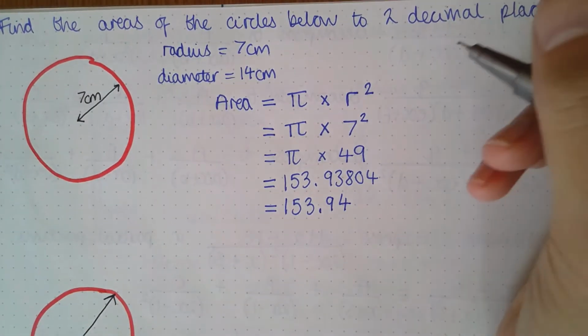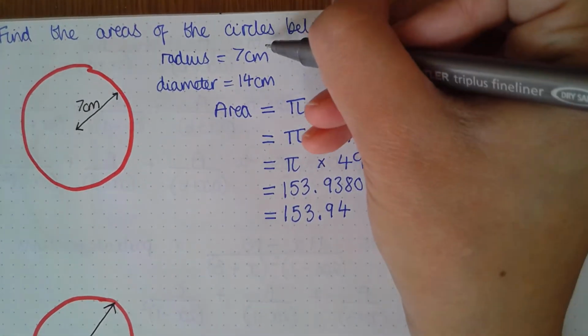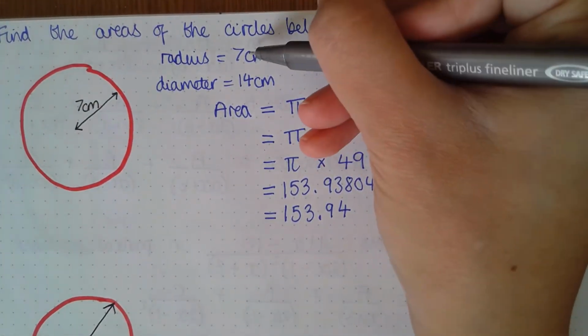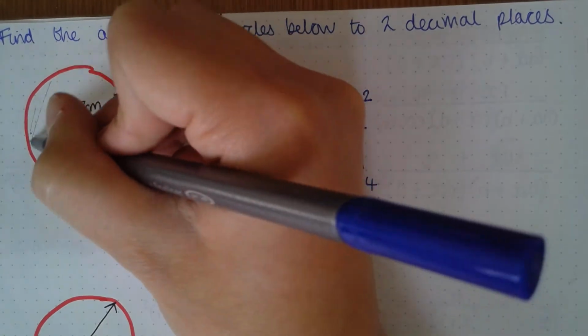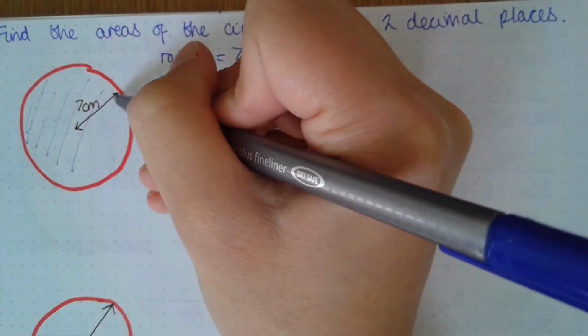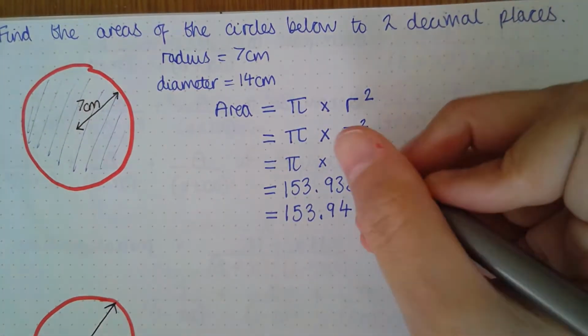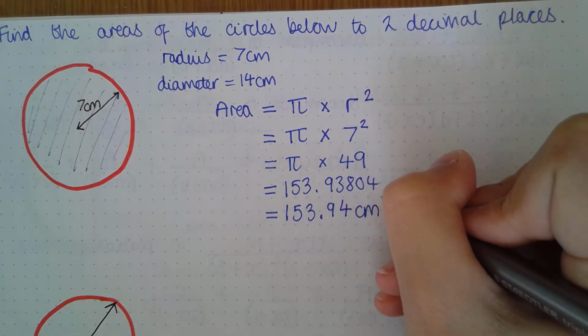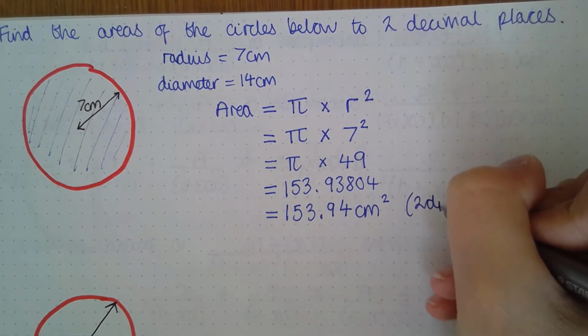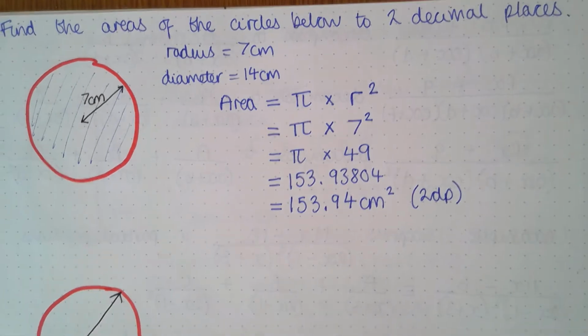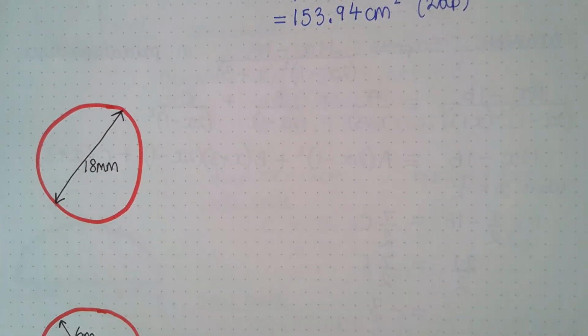My units of area are centimetres squared because I've found this space inside this circle. Okay, so we've got the centimetres squared, and that was to 2 dp. Next one down, same process.